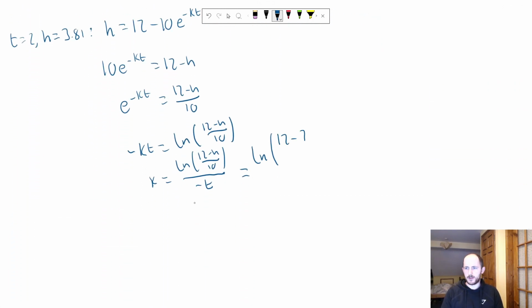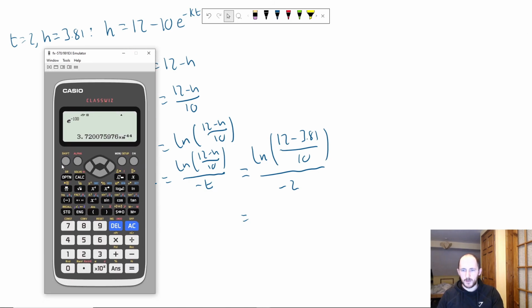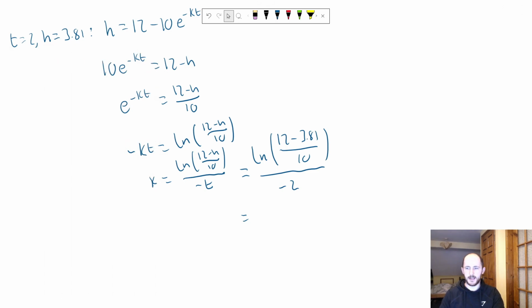k equals ln of 12 minus 3.81 over 10, over negative 2. So let's quickly sub this all in. We have the natural logarithm of 12 subtract 3.81 over 10, and then divide by minus 2. That gives me 0.0998, and then some other digits, we will leave it there to 4 decimal places or 3 sig fig.